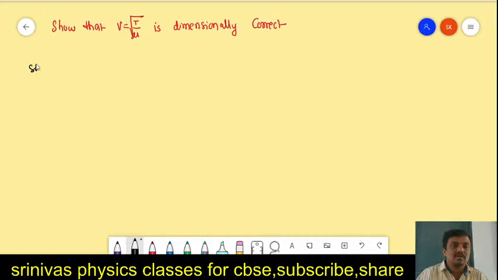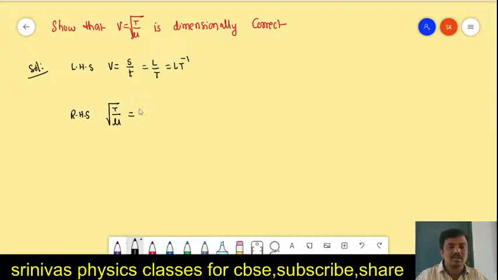What I am doing here, I am going to show that V is equal to root T by nu is dimensionally correct. Then in this LHS is what here? V is there. What is V? Velocity is the displacement by time, right? That is L by T. The dimension formula is LT inverse. And on the RHS side there is under root T by nu. What is the T dimensional formula? T is the force, tension. Tension is nothing but force. Force dimension formula is mass into acceleration, MLT power minus 2.